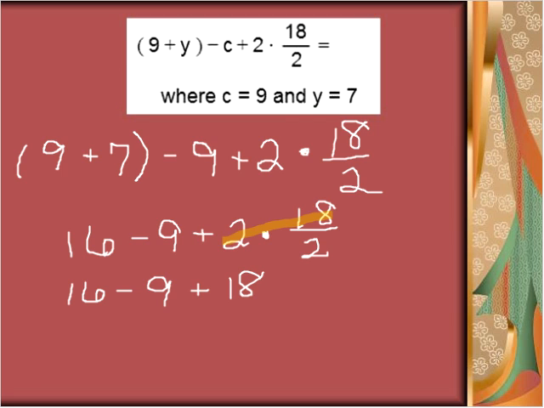Now we have to do our addition and subtraction left to right, so 16 minus 9, that needs to come first. So that is our 7. Plus 18, so 7 plus 18 gives us a total of 25.